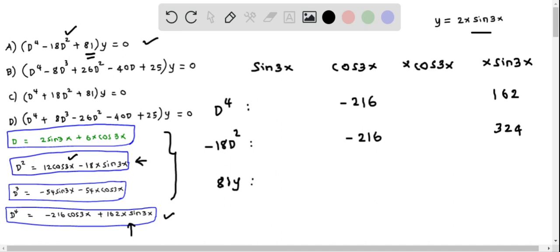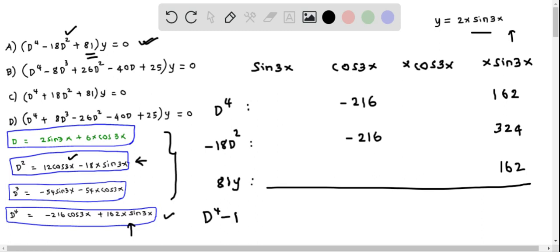Now the last term is 81y. So we multiply this y term with 81, which gives 162 x sine 3x. So I'm going to put 162 under the column x sine 3x. Now, to determine this differential equation, that is D4, if we add all these things, we should get 0. Only then we say that the given particular solution is the solution of the differential equation in part A.